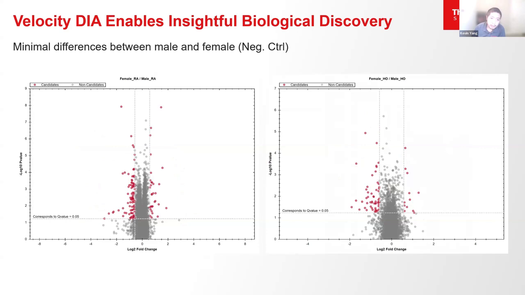We also compared the room air treatment on your left and the hyperoxia treatment on your right between male and female, and we didn't see much difference. So this serves as a good internal negative control, meaning that those proteins that are not supposed to show difference are reflected in the data set.